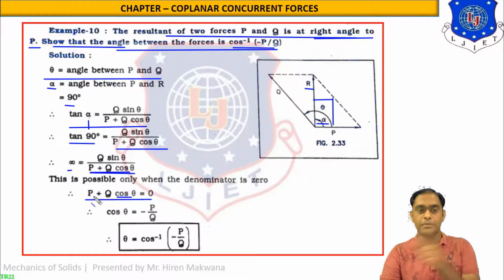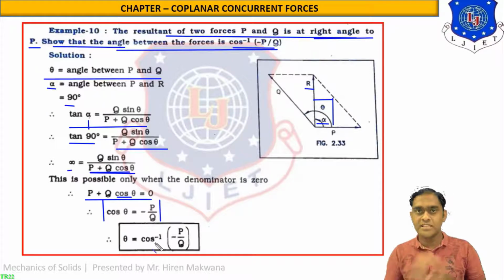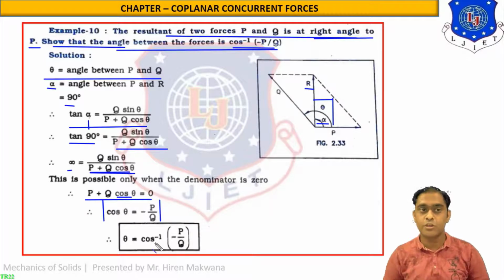So P will be the opposite side, which is minus P, and Q will be in the denominator, which is minus P by Q. So finally cos theta is equal to minus P by Q, and theta will be equal to cos inverse of minus P by Q. So hence we have proved that the angle between the two forces theta is equal to cos inverse of minus P by Q. So this is also one more variety of the numerical.